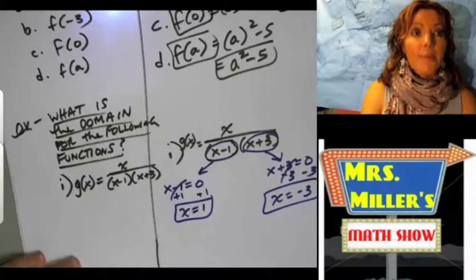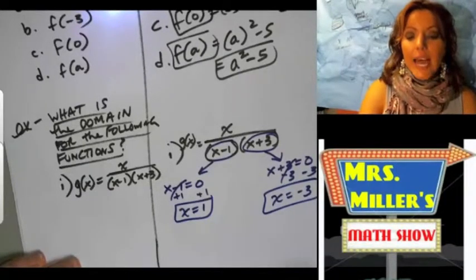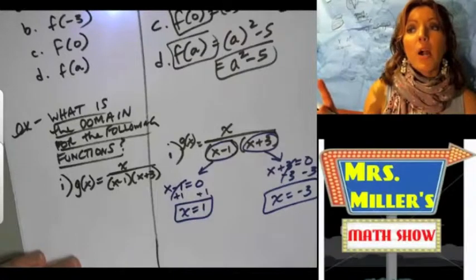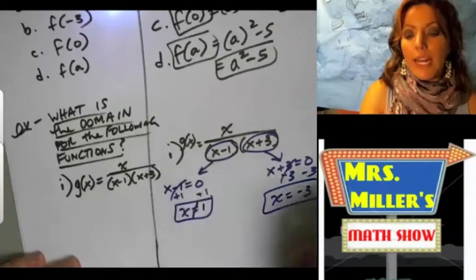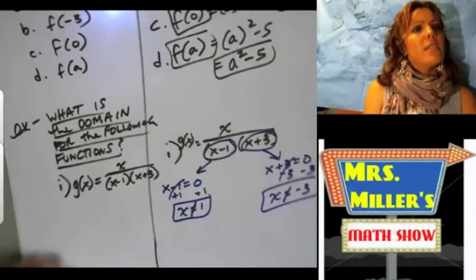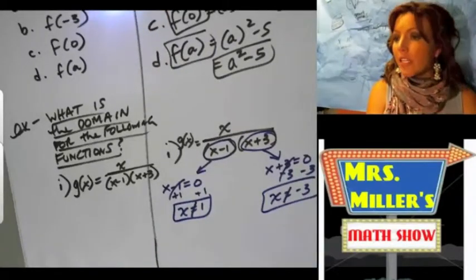The domain is that x cannot equal 1 and x cannot equal negative 3. This is the part I think they get confused on. So that's the only thing that changes. You do everything the same way we did before.